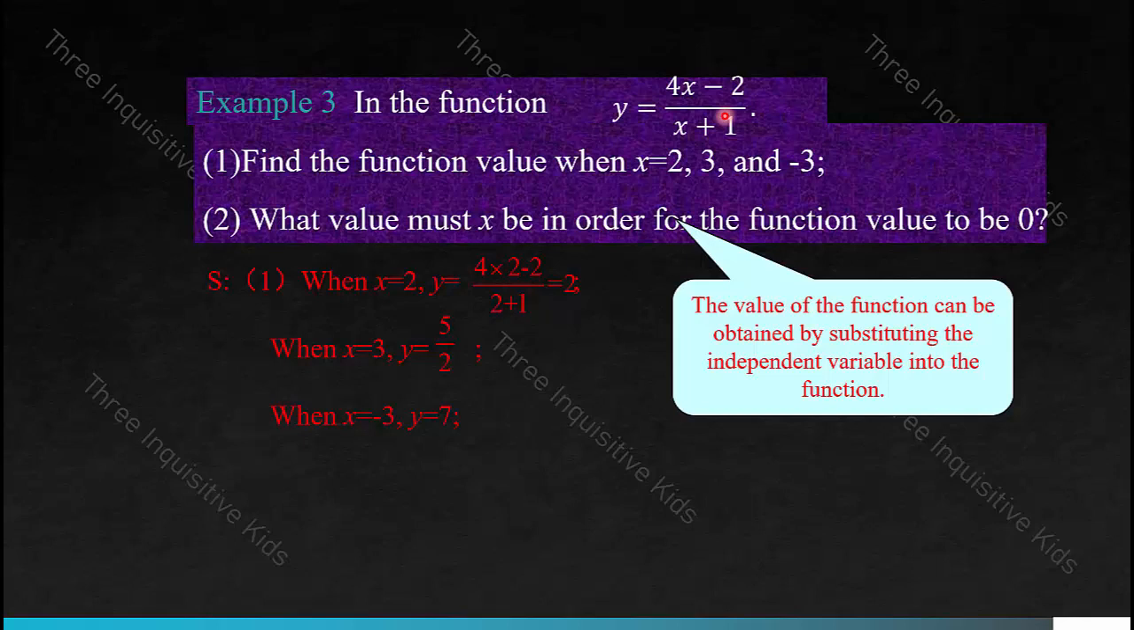Question 2, what value must x be in order for the function value to be 0? Now you're given that the function value is 0, and you want to see what input value satisfies that. So you could first substitute 0 as y, the output value, and then solve for x. Solved, x would be equal to 1/2. Therefore, when x is equal to 1/2, y is equal to 0.